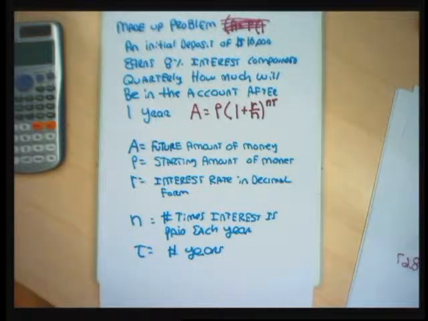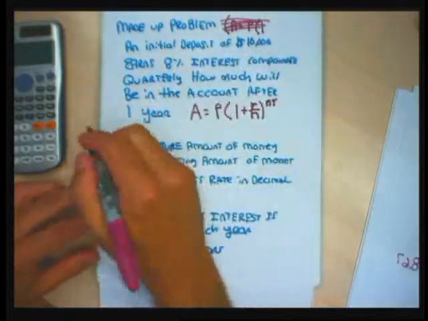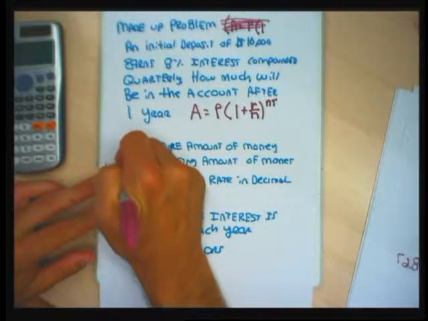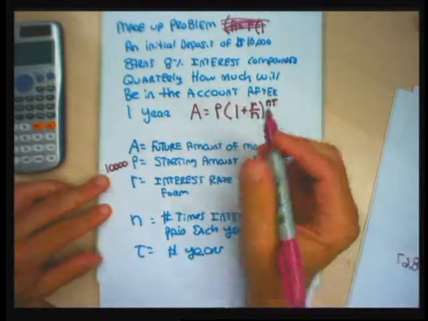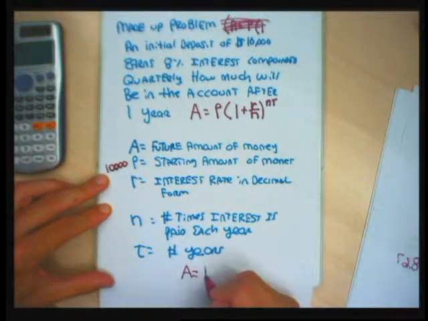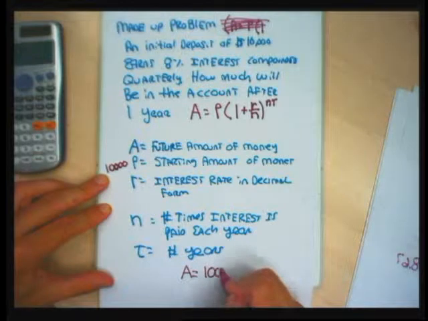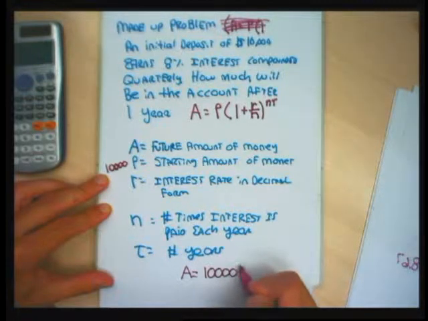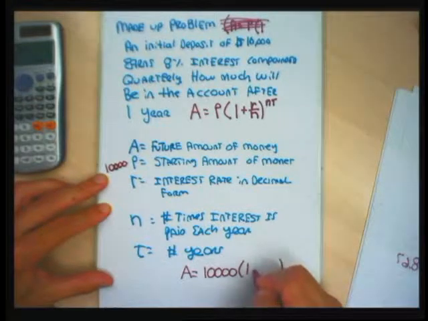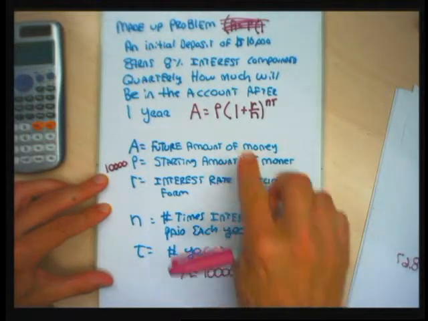So as I read through my problem, the first number I see in the problem is 10,000. That's the starting amount of money. So that's going to be the P in my formula. So when I go to do this on my calculator, I'm not going to do the A equals part, I'm going to go the 10,000 part, I'm going to plug in for the P, and then I'm going to go 1 plus, because that's all from the formula.